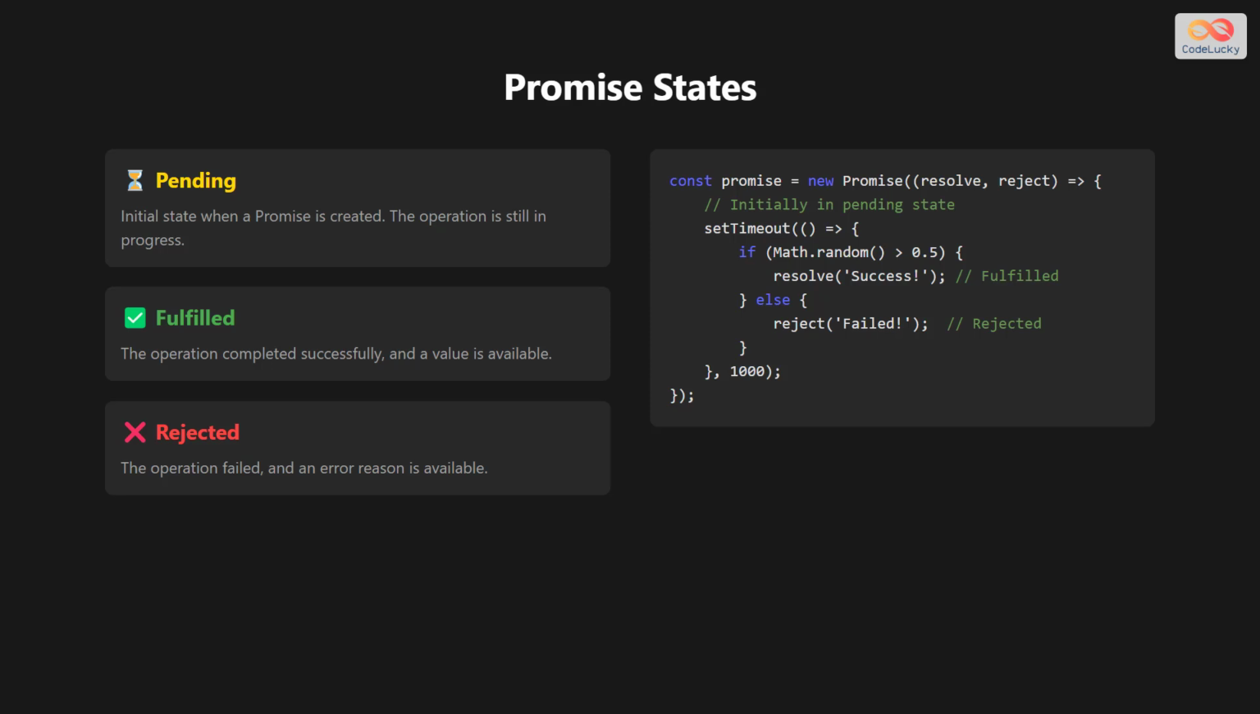Here's an example of how a promise transitions between these states. Initially, the promise is in a pending state. We have a setTimeout function. Inside it, we generate a random number. If the number is greater than 0.5, the promise is fulfilled with the value success. Otherwise, the promise is rejected with the value failed.